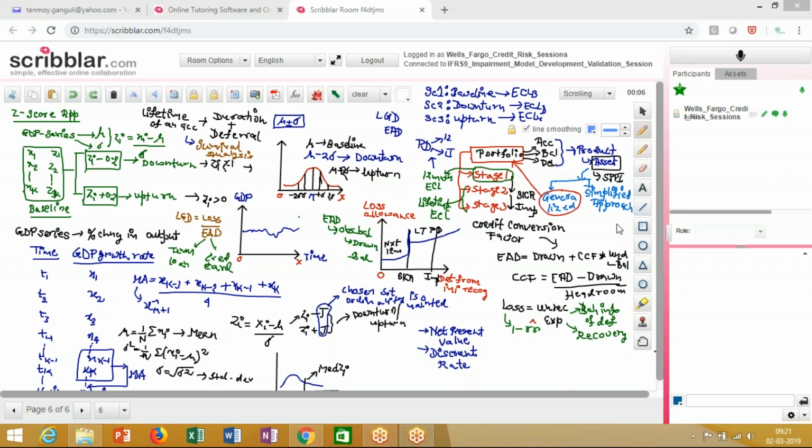and the EAD. On the other hand, there are two broad approaches: the generalized approach and the simplified approach. For assets which do not have a financing component, like trade receivables or lease receivables, we use the simplified approach. Whereas for all other assets, we use the generalized approach, right?